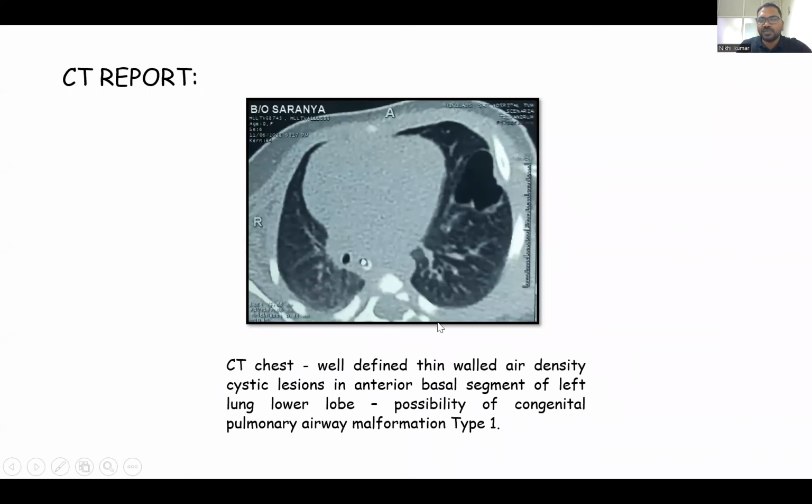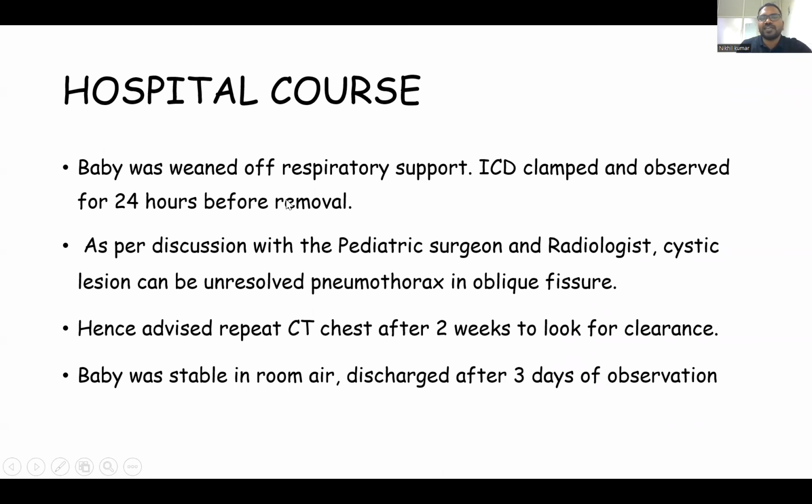CT report of this baby: CT chest shows a well defined thin-walled air density cystic lesion in the anterior basal segment of the left lower lobe. Possibility of congenital pulmonary airway malformation type 1 was made on the CT. So baby was weaned off respiratory support. ICD was clamped and observed for 24 hours before the removal.